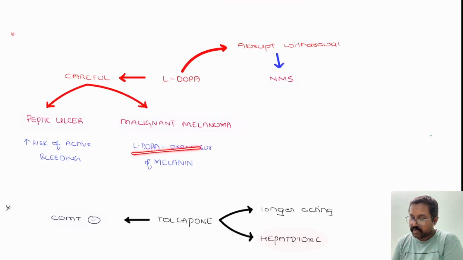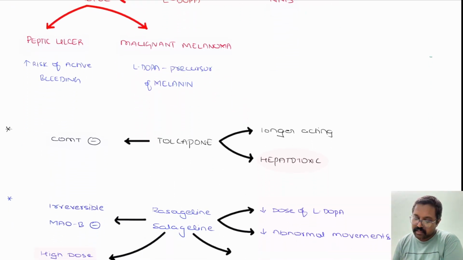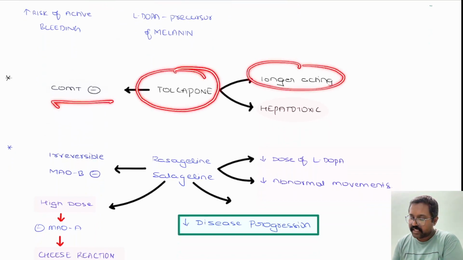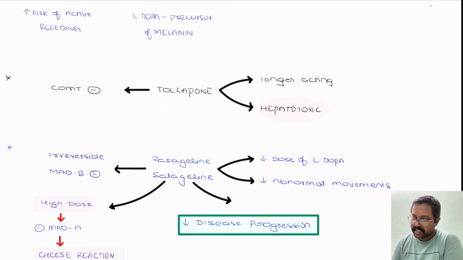So L-dopa is a precursor of melanin. For the catechol-O-methyltransferase inhibitor, we have tolcapone, which is longer acting but causes hepatotoxicity at the same time.